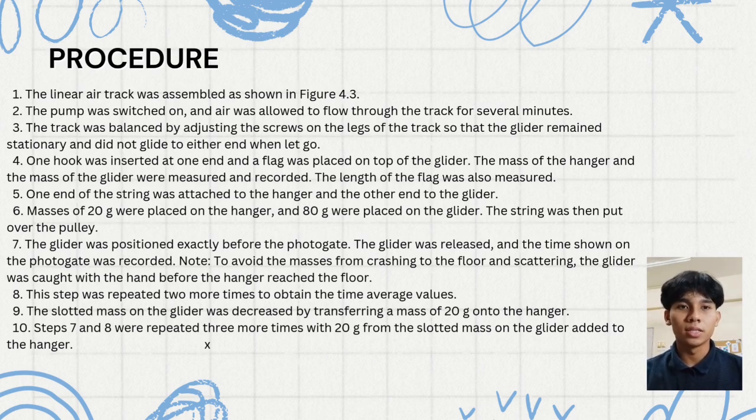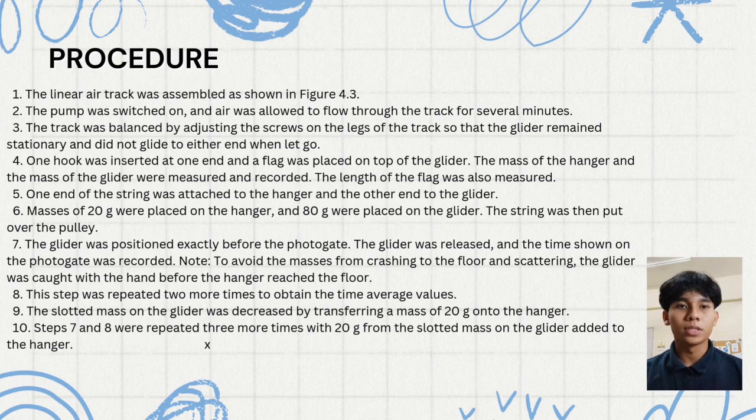Next, make sure that the track was balanced by adjusting the screw on the leg of the track so that the glider remains stationary and does not glide to either end when let go. Once done, make sure that one hook was inserted at one end and a flag was placed on the top of the glider. Please make sure that the mass of the hanger and the mass of the glider were measured and recorded. Then the length of the flag must also be measured.